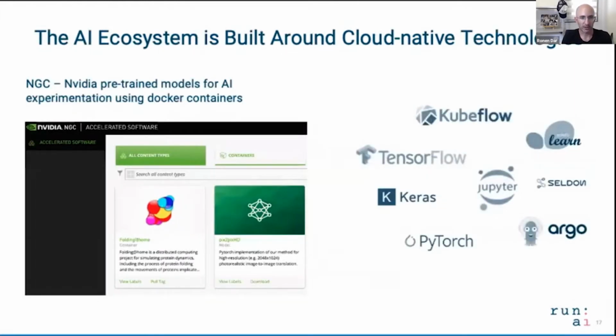One important thing to note here is that the AI ecosystem is built today around cloud-native technologies. Containers are widely used by data science teams, researchers, and ML engineers around the world, and many of the AI tools offered today by different companies have a built-in integration with Kubernetes. NVIDIA GPU Cloud, NGC, is a great example for the adoption of cloud-native technologies in the AI space. It has gained great traction from data scientists and ML engineers around the world thanks to the extensive catalog of containerized tools, pre-trained containerized models, and software components needed for Kubernetes orchestration.